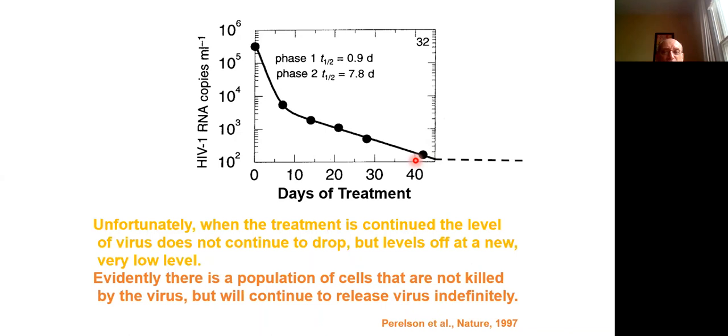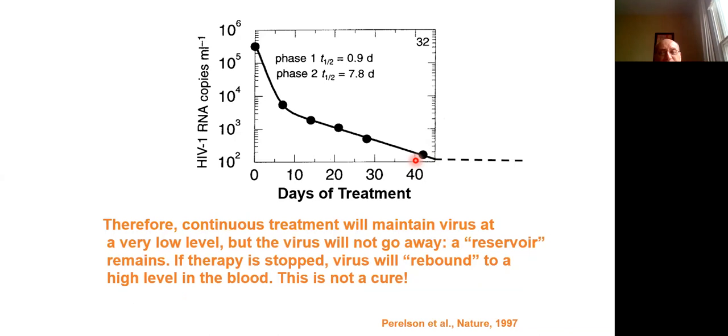And so obviously continuous treatment maintains the virus at a very low level, which means a person maintains a healthy immune system and means the person will not transmit the virus to his partners or her partners, but it doesn't go away.